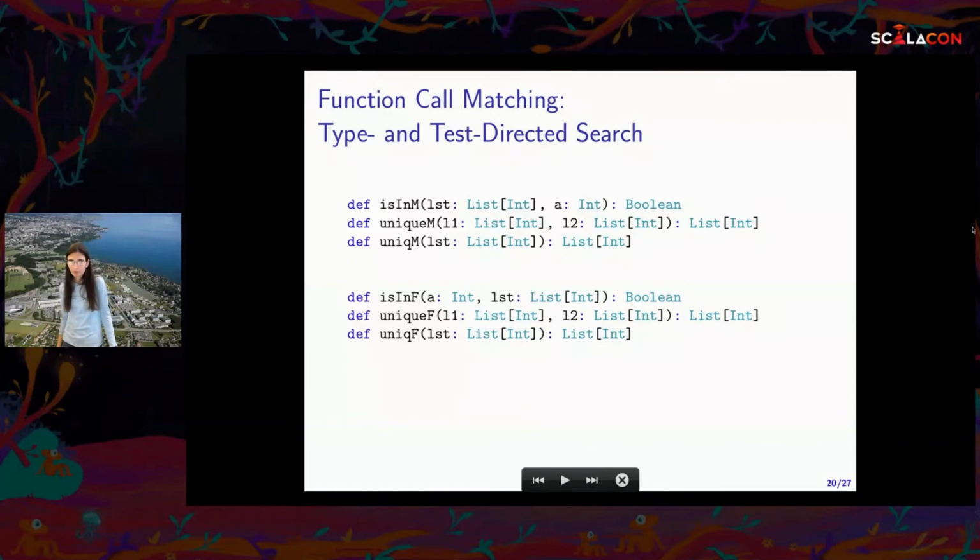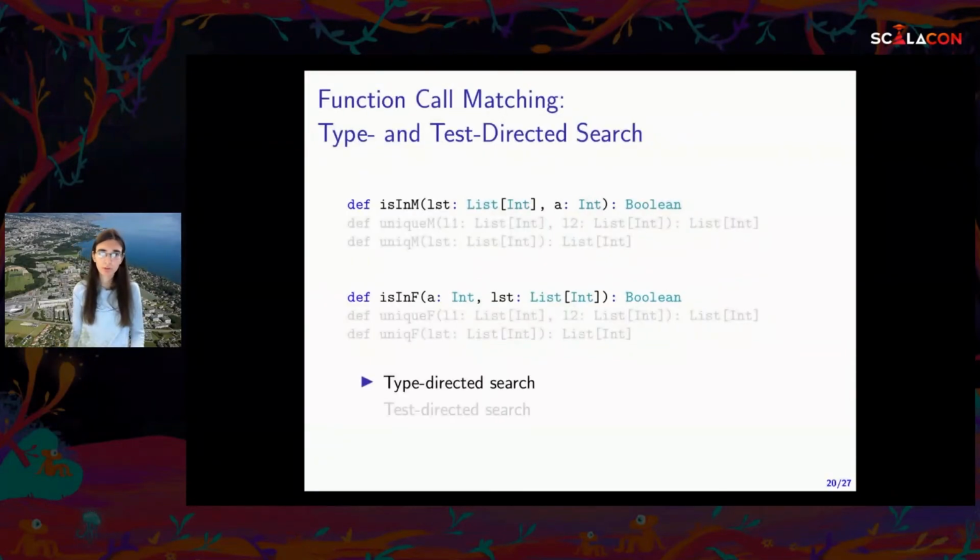The way we do this is first using something called type-directed search. So basically what we do is we inspect signatures. And here we are very lucky. There are those two functions is in that both have one integer and one list. So it's very easy to assume that they might be equivalent and to try to match them. Once we prove equivalence, we merge them like I showed. Sometimes this is not as easy.